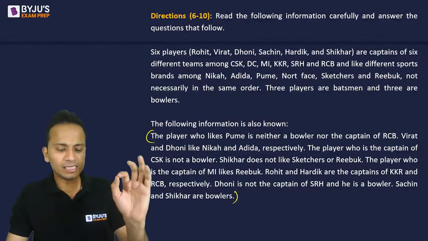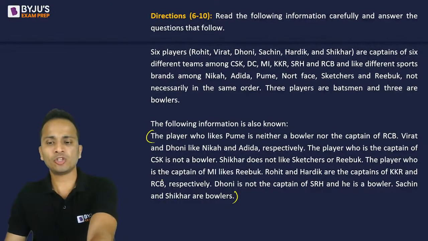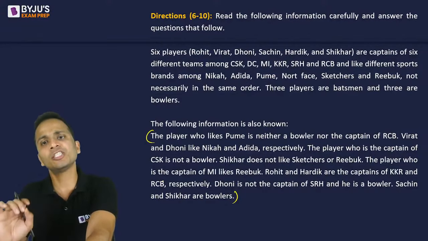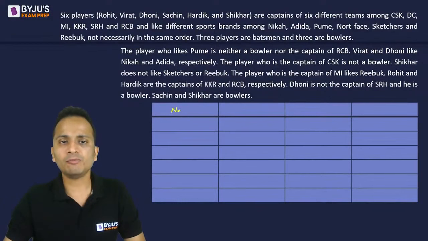So what I'll do is I'll start by fixing all the names. Okay, so let's move on to the next page where I have all these conditions with a blank table. Okay, so I'll put the names of these players. The names are Rohit, Virat, Dhoni. Now you can write the names in short.